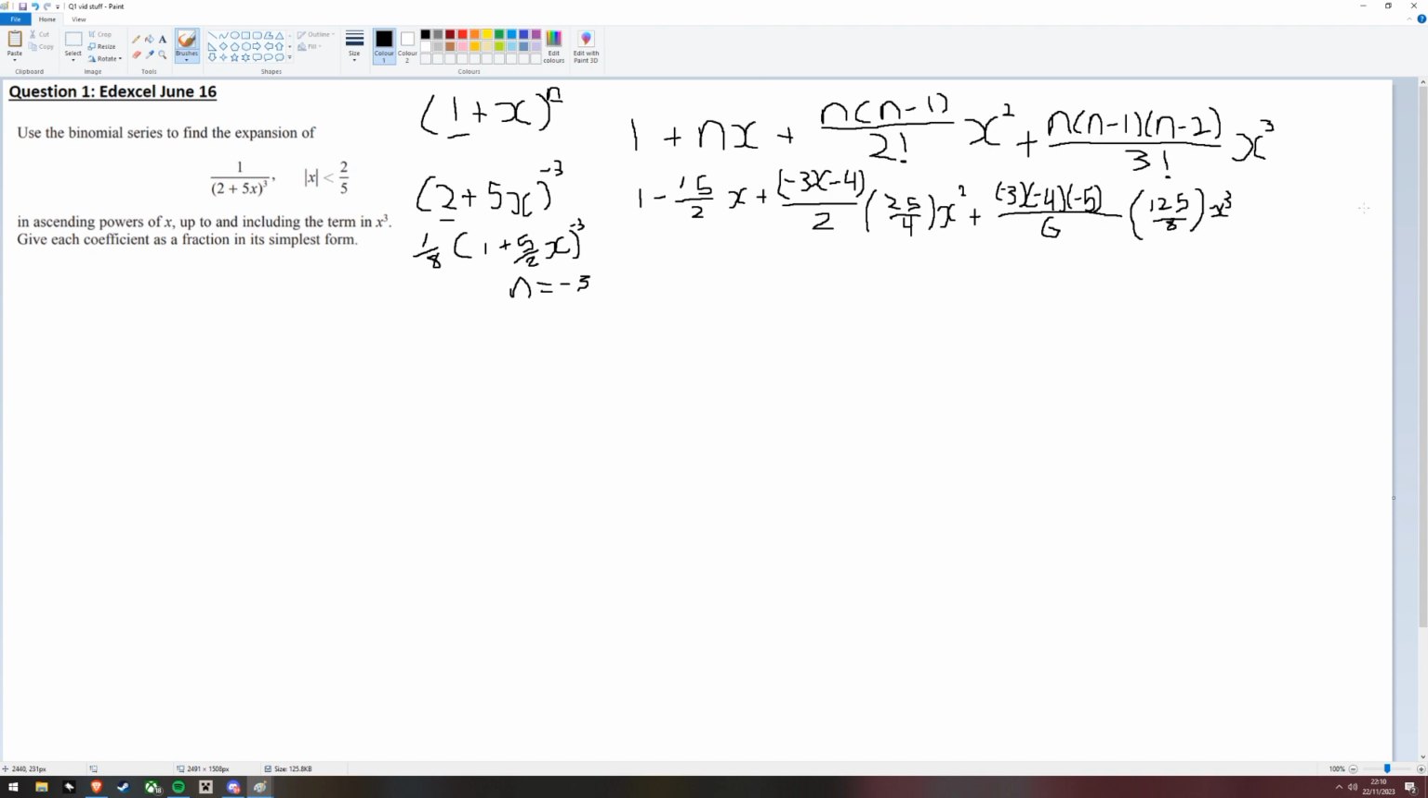Let's get these to one fraction. So 1 minus 15 over 2 x plus, just chuck this part straight into your calculator. You'll get 75 over 2 x squared, minus 625 over 4 x cubed.